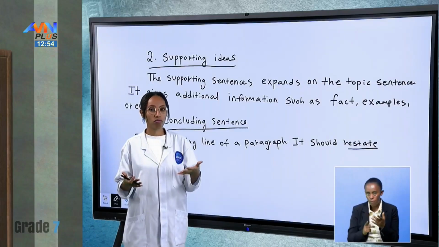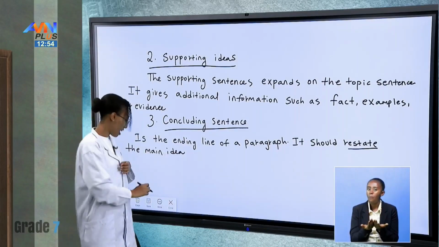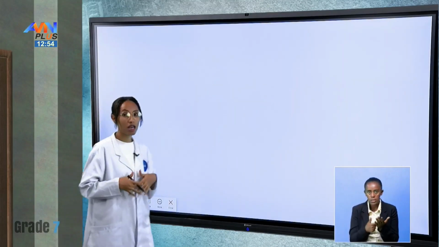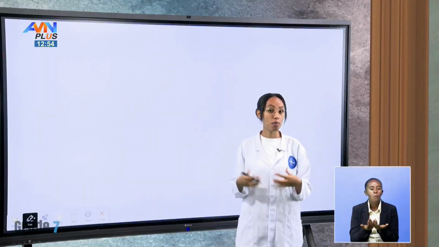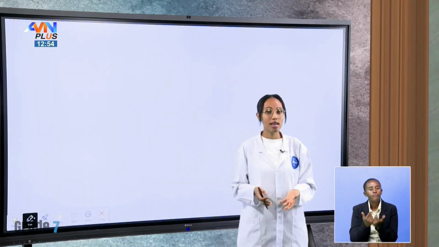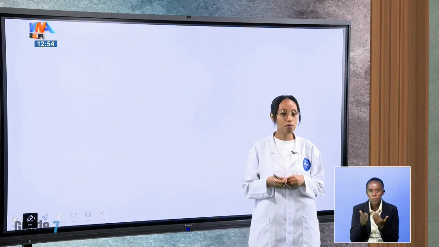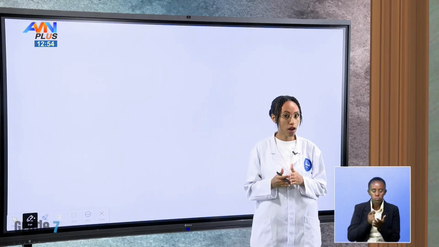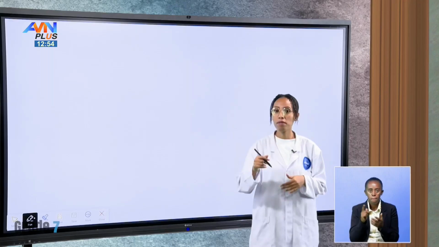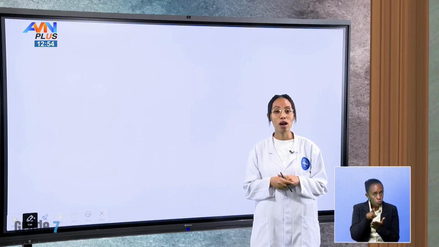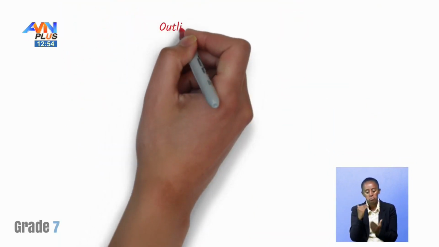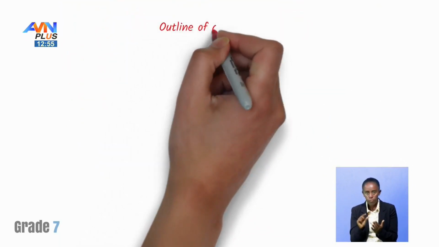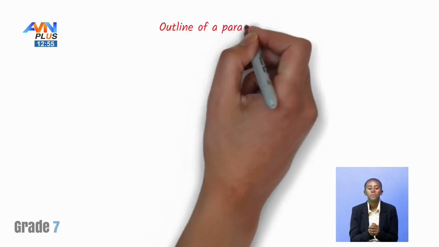Okay, so if we see these elements and their importance, how can we write a paragraph? And how can we make it easier for ourselves to write a paragraph? So in your previous lessons, you have talked about outlines. So an outline of a paragraph.